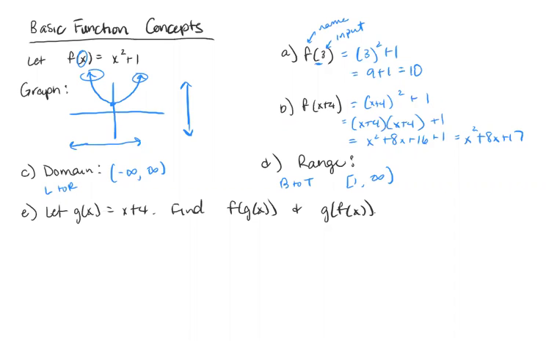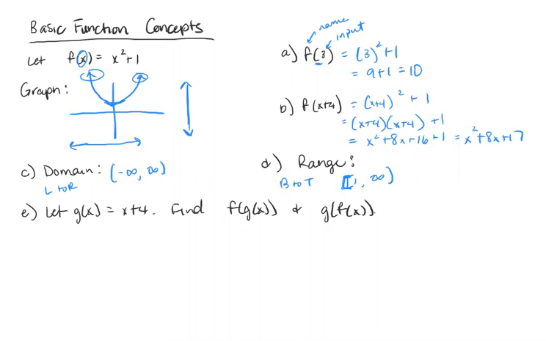Now notice on the infinities, I have parentheses, and on this 1, I put a bracket. That's because you use a bracket when you include and a parenthesis when you don't. So because this 1, the graph's actually going through there, we're going to include the 1, and that's why the square bracket is there.